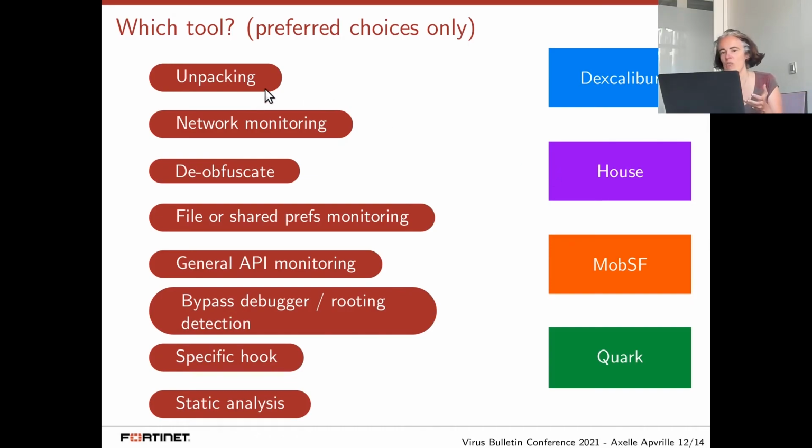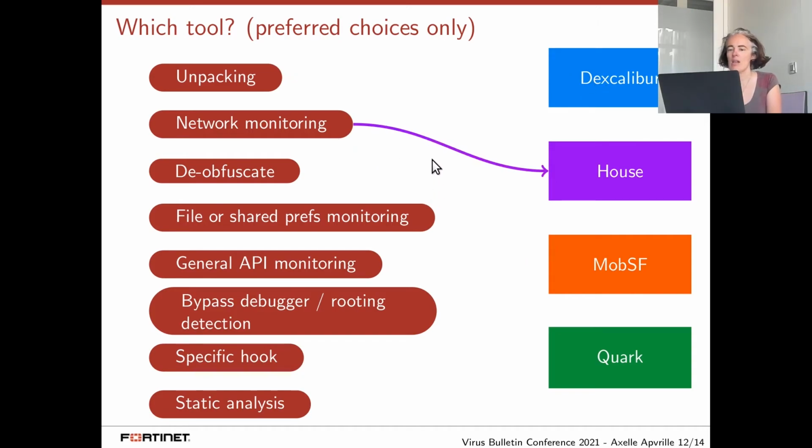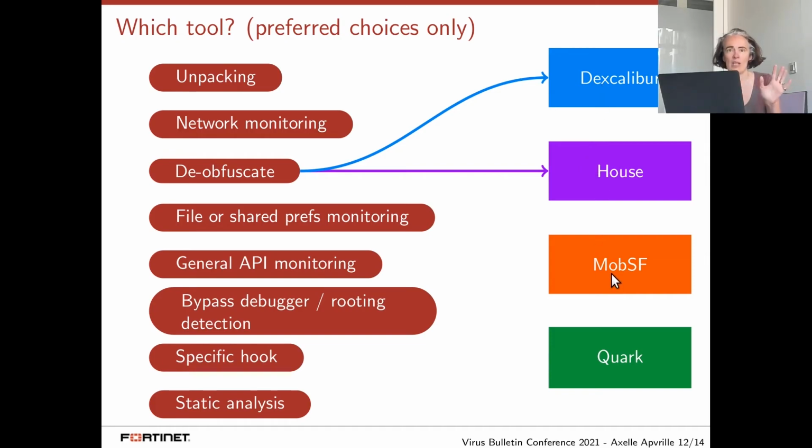So which tool are you going to use in which situation? Unpacking, actually, you can use any of those 3 tools. They work as well as each other. For network monitoring, I prefer House, but Dexcalibur and MobSF, of course, will be able to do it. Deobfuscation, I like Dexcalibur and House, depends on the situation. MobSF will do it as well. This is really only preferred choices.